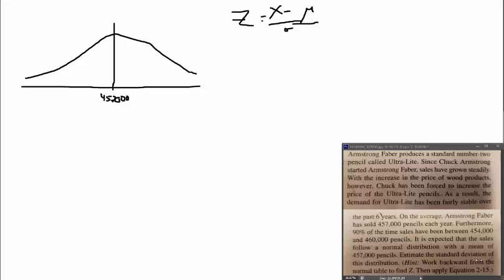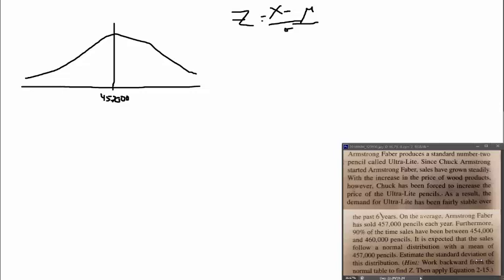Question number 40. Armstrong Faber produces a standard number 2 pencil called Ultralight. Since Chuck Armstrong started Armstrong Faber, sales have grown steadily. With the increase in the price of wood products, however, Chuck has been forced to increase the price of the ultralight pencils. As a result, the demand for ultralight has been fairly stable over the past 6 years.